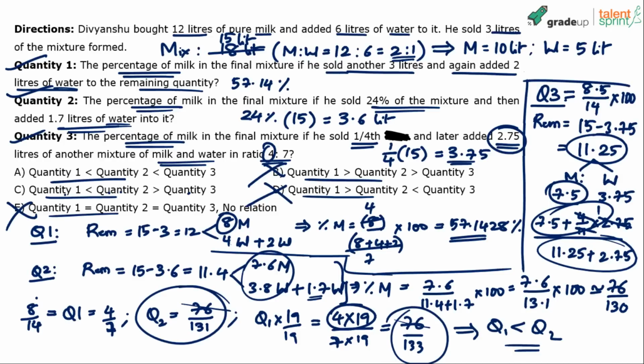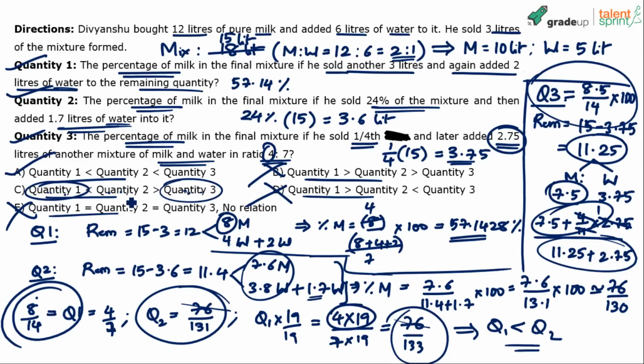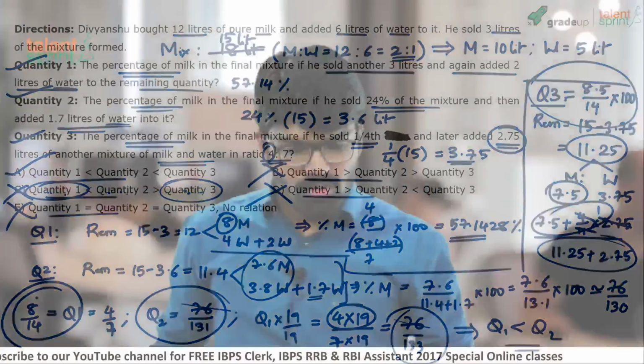I think the fact that Q3 is more than Q1 tells us that the answer is option A, because there is a definite comparison between Q3 and Q1. Q1 is equal to 8 by 14, Q3 is equal to 8.5 by 14. So obviously Q3 is more than Q1. If I look at option C, can we compare Q1 and Q3? No. Q1 is less than Q2, Q3 is also less than Q2. That does not give us any comparison between 1 and 3. So option C also gets eliminated. And the best choice is option 1.